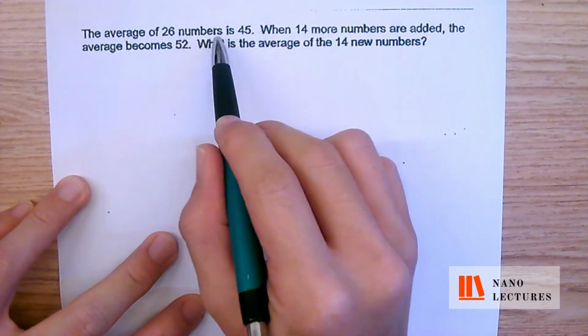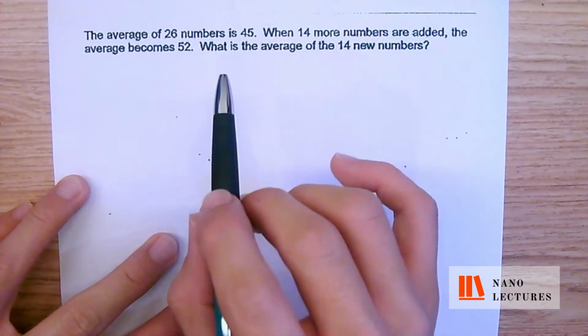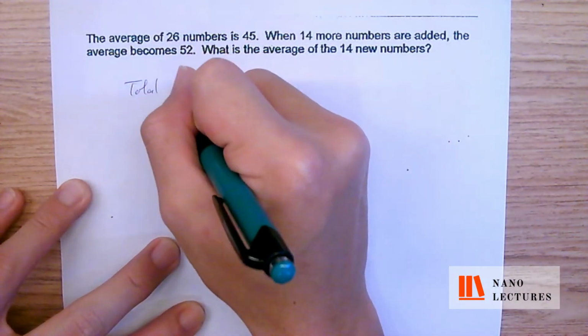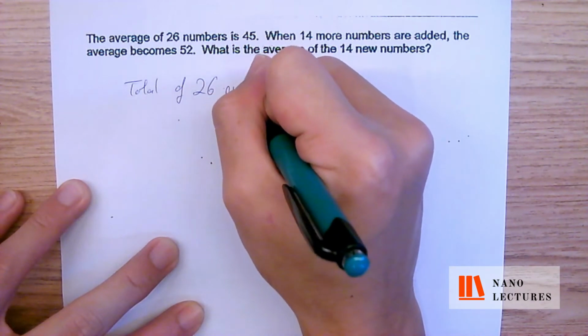The average of 26 numbers is 45. At this point of time, what should you do? Stop first, right? Find the total of the 26 numbers. So I'm going to find the total of 26 numbers.